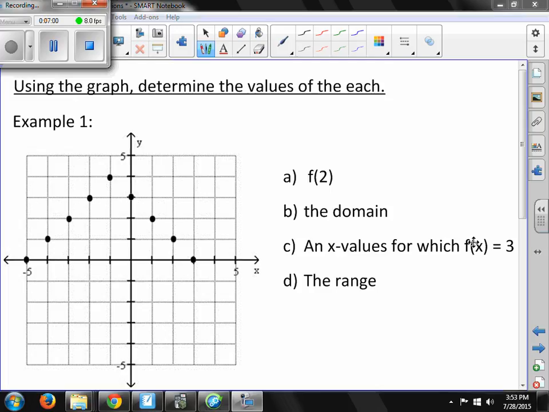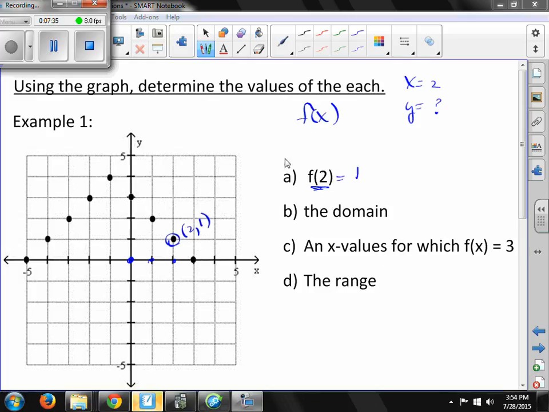Okay, let's look at some graphs. We want to determine the values of each. First of all, we want to start off with f of 2. Think about f of x. They're telling you that the x value is 2 and wanting to know what the y value is. F of 2 is what? So I'm going to come here at 0, go over to 1, 2, f of 2. Here's the point, f of 2. That's a point that has an x value of 2 and the y value is 1. So f of 2 is 1.